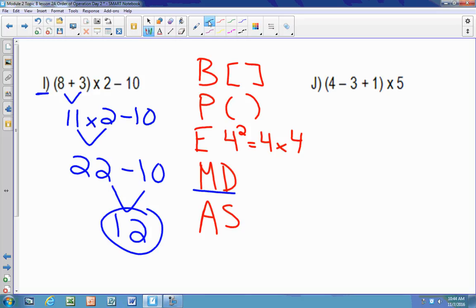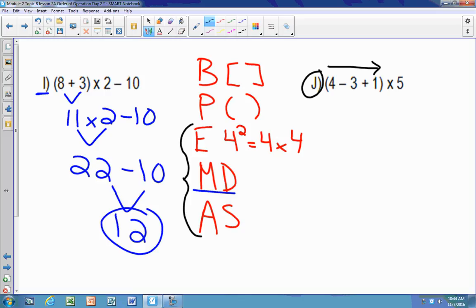So over here, we go back to the beginning again. We're starting a new problem for letter J. We looked at there are no brackets. There are parentheses. Now in parentheses, I have to follow this order of operations in parentheses. So in parentheses, I look, and there are no exponents in the parentheses. There are no multiplication or division in the parentheses. But there is addition and subtraction, and it happens in order from left to right.